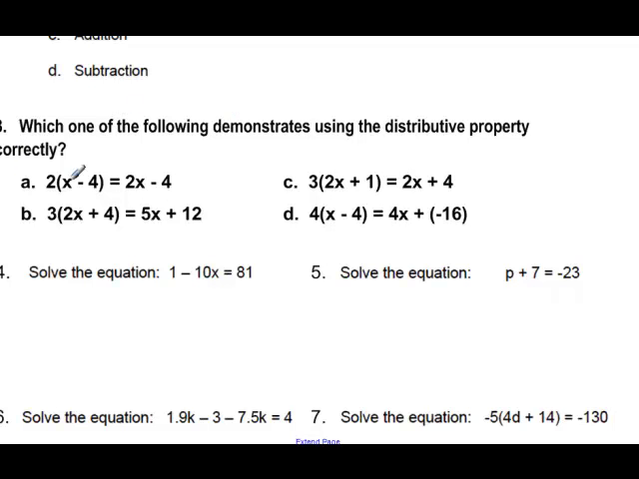Which one of the following demonstrates using the distributive property correctly? Well, let's just try it. So 2 times x is 2x, so check. And then 2 times 4 is 8. No. Okay, 3 times 2x is 6x. No. So we know this is right because they have plus and negative. So 4 times x is 4x. 4 times negative 4 is negative 16.